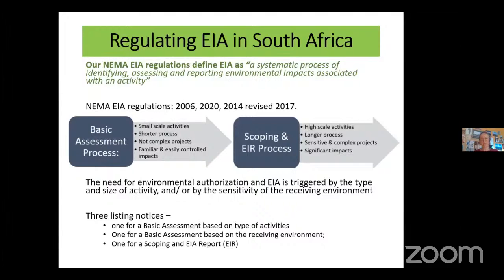So we have 3 listing notices, one for basic assessment, which is based on the types of activities, one for the basic assessment based on the receiving environment, which is our listing notice 3, and then one for a scoping and EIA process or environmental impact assessment report.